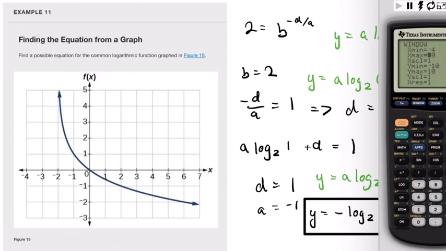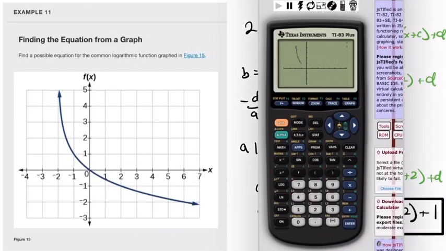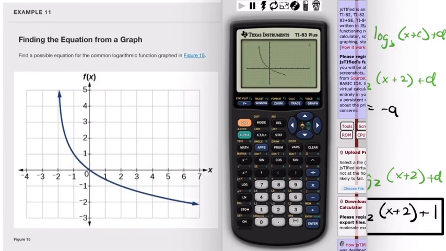So the x min is -4. We want to go up to 7. We can go in steps of 1. The y minimum is -3. We go up to 5 in steps of 1. So now if we look at the window, the graph, it should match. All right.